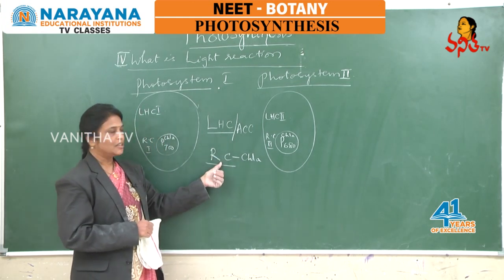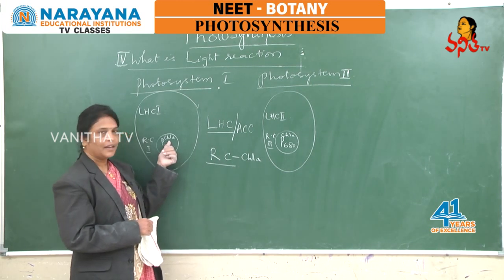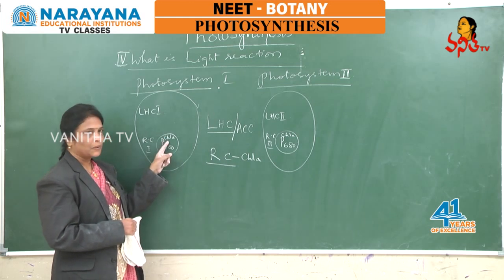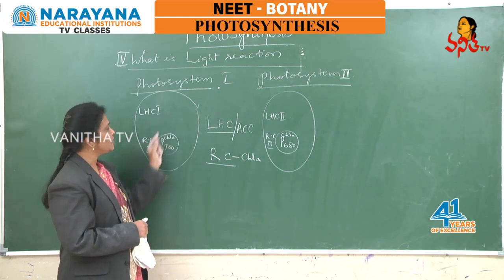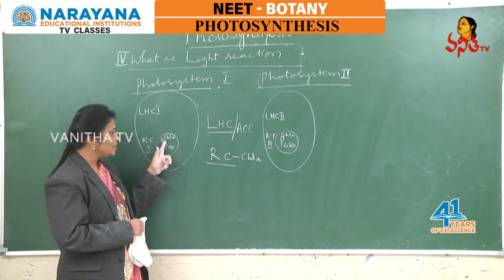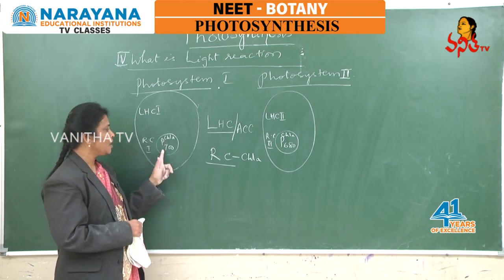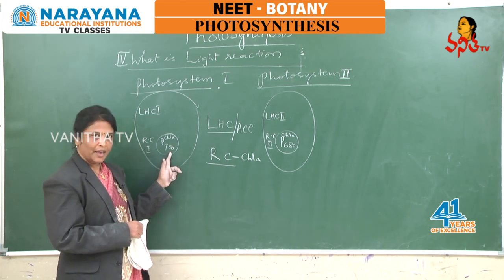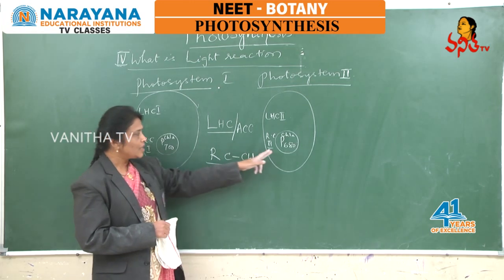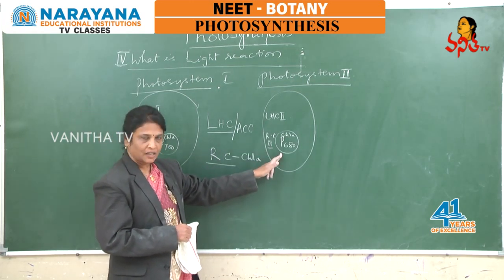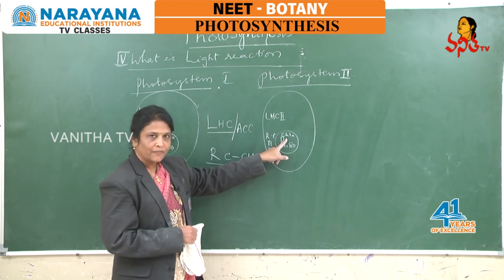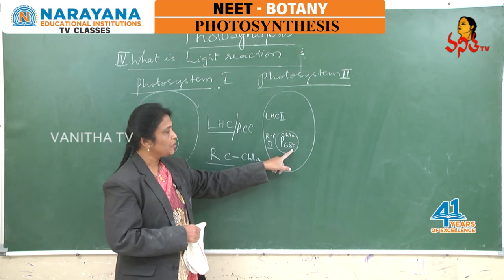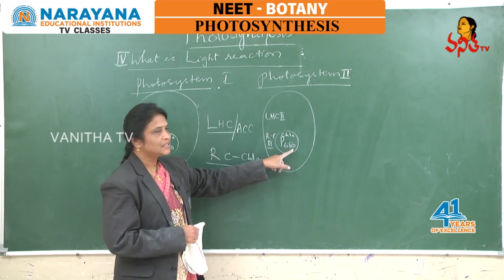Reaction center is always with a single chlorophyll A molecule. In the place of reaction center we can see here a single chlorophyll A molecule. If it is the reaction center of photosystem 1, that single chlorophyll A molecule is P700, whose absorption maxima is at 700 nanometer. Okay? And the reaction center of PS2, as we see here, is also a single chlorophyll A molecule, and it is referred to as pigment 680 because its absorption maxima is 680.